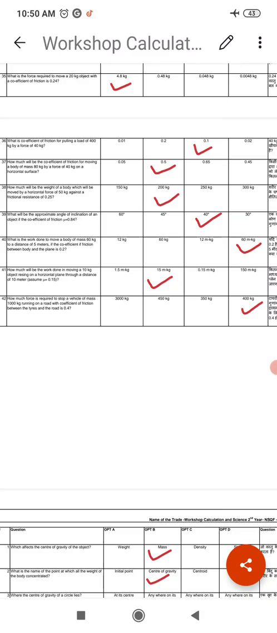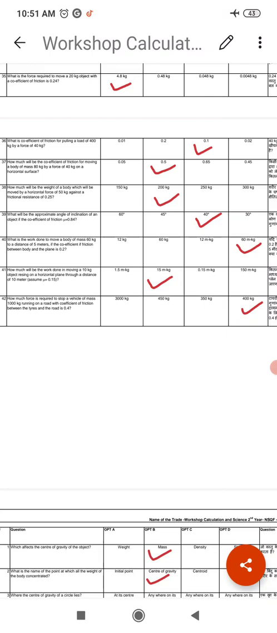Option B. Next, how much will be the weight of a body which will be moved by the horizontal force of 50 kg against a friction resistance of 0.25? Its answer is 200 kg. Option B. Next, what will be the approximate angle of inclination of an object if the coefficient of friction mu is equal to 0.84? Its answer is angle 40 degree.